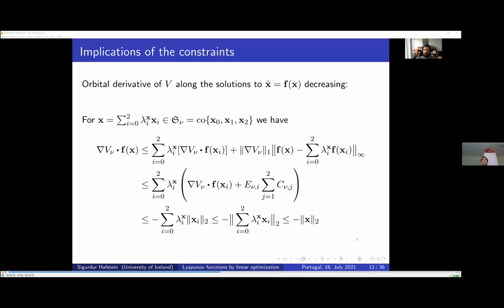So if we keep on with our computations, you see that we can replace this with the convex combination of these terms here. And the constraints were that this is less than or equal to minus the norm of x_i, the vertex x_i. And now again, we can use that the norm is a convex function, and get that this truly is less than or equal to minus the norm of x.